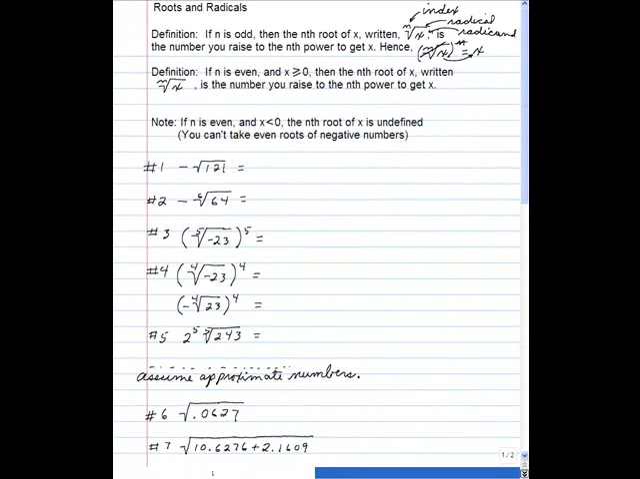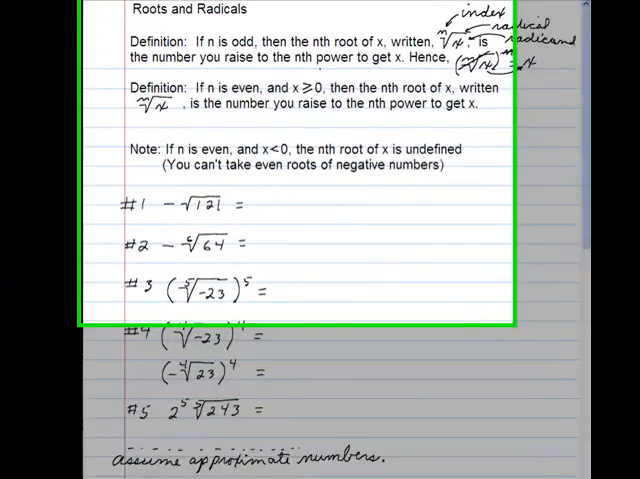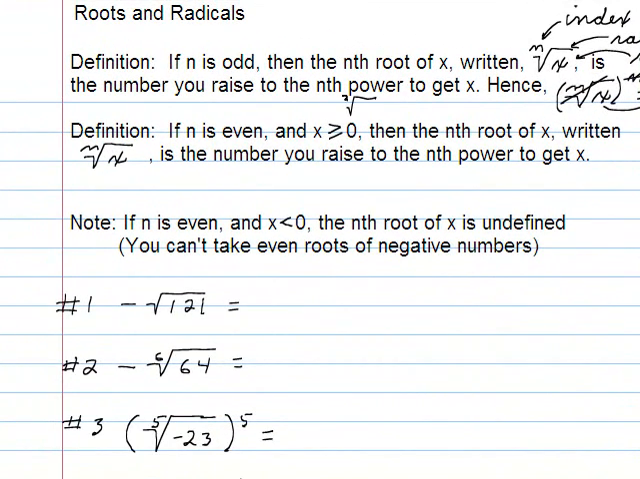Okay, we learned how to take an odd root. So if I'm saying let's take the cube root of 8, that would be the number that you would cube to get 8. Well, if you cube 2, you get 8. So the cube root of 8 would be 2. Okay, let's go on to the second one.